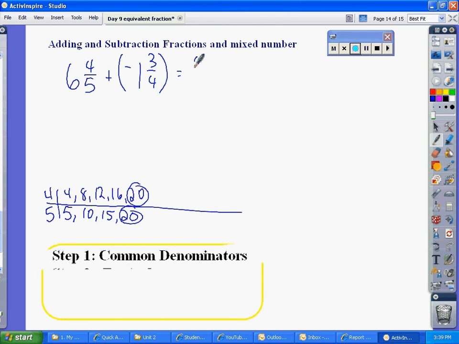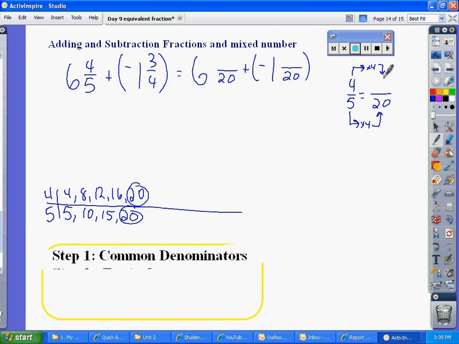So let's rewrite them. We have 6, denominator of 20, plus -1 and 3/4. We need it with a denominator of 20. Okay, so we'll work off to the side. 4/5 is how many 20ths? Times 4 to get 20. So 4 times 4 is 16. So 4/5 is 16/20. Let's do the same for 3/4. Multiply the denominator by 5 to get our 20 here, so we do the same to the numerator. Times 5.